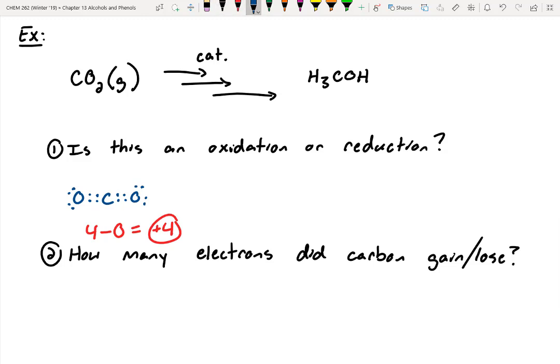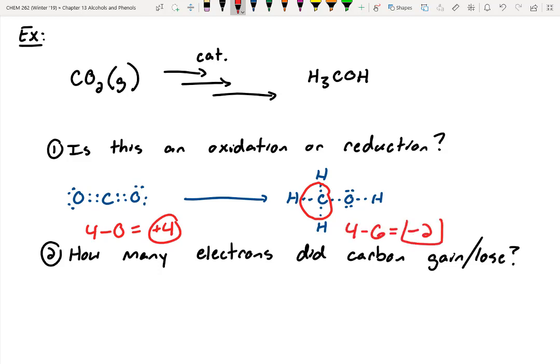All right, and then we know when we go to methanol, in fact, we already did this up above. What's the oxidation number for methanol? Would be 4 minus 6 would be negative 2. So did we gain or lose electrons in this process? Gained. How many electrons did we gain? 6. Reduction. And we gained 6 electrons.